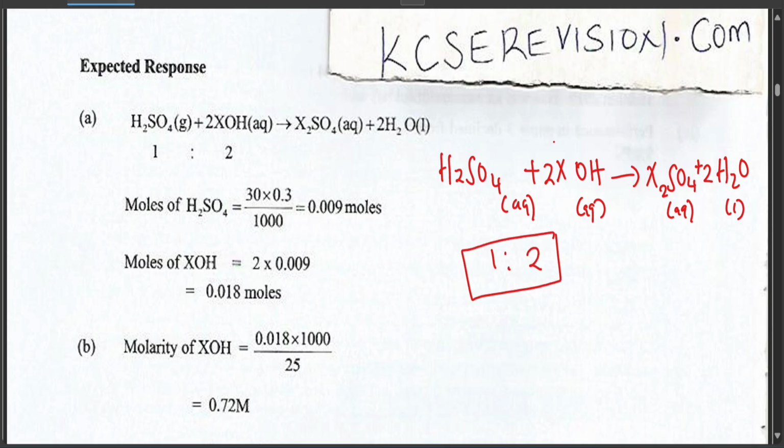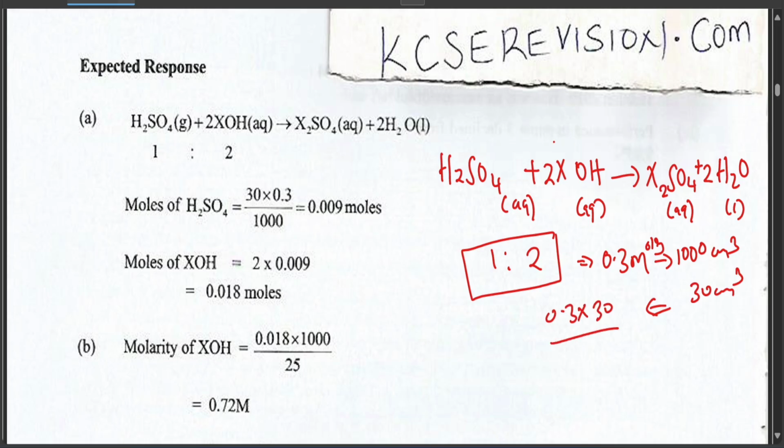So now if you were to search for the moles for sulfuric acid, because that's the first information that we were given. The moles for sulfuric acid: we had 0.3 molar. 0.3 molar means 0.3 moles in 1,000 cubic centimeters. So you ask yourself, what about the 30 cubic centimeters that was used? Therefore 0.3 multiplied by 30 divided by 1,000. Now it gives you 0.09 moles.